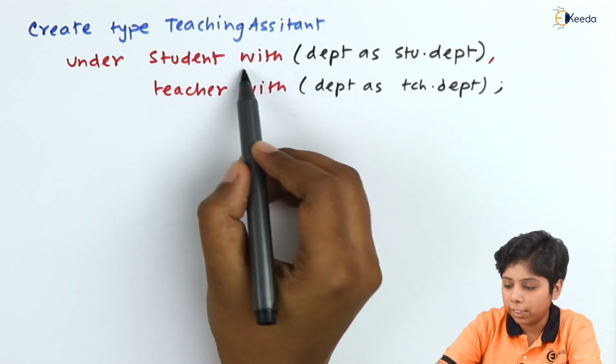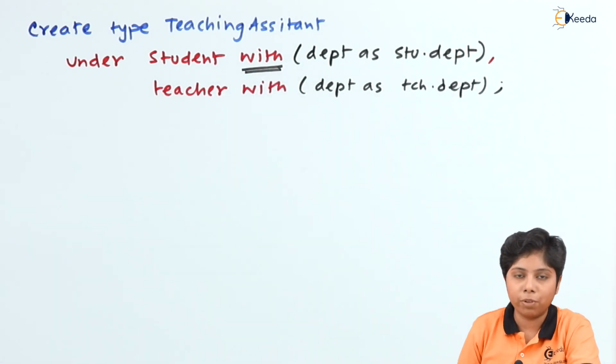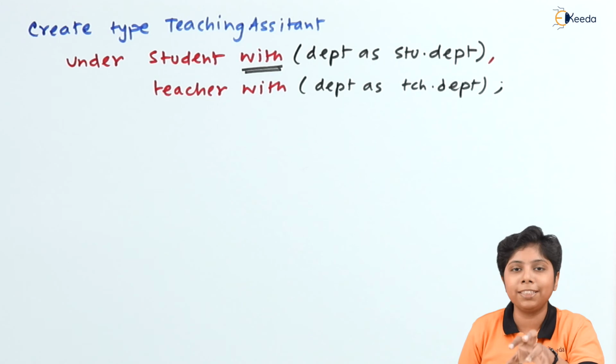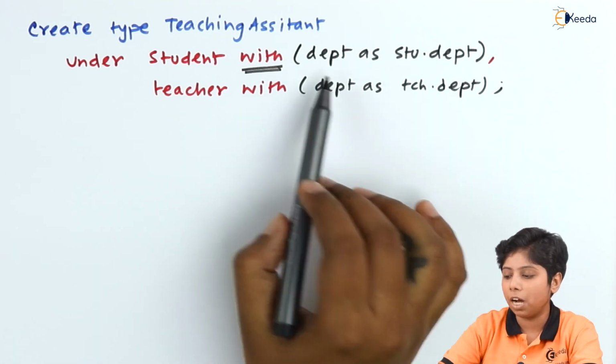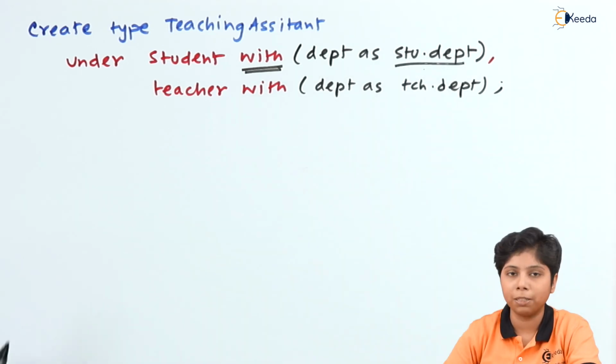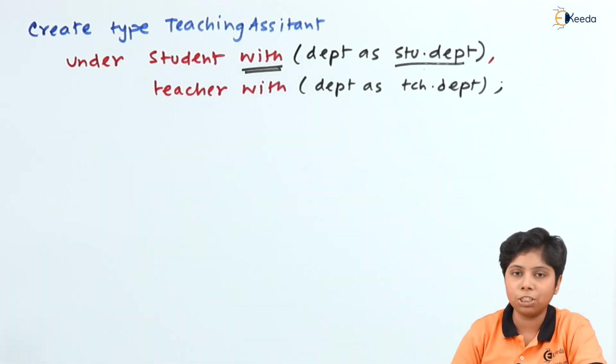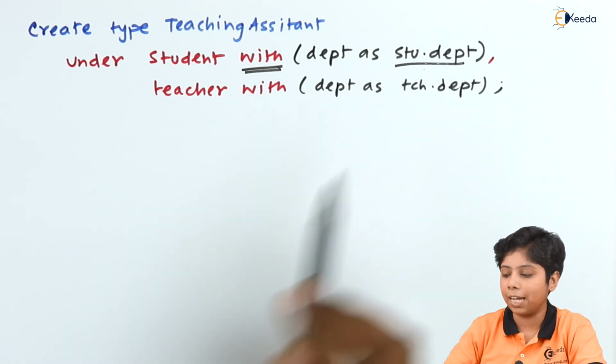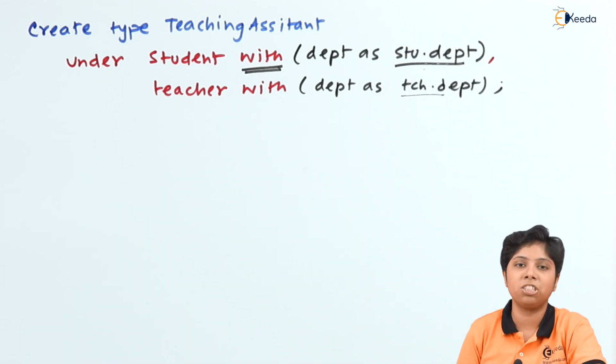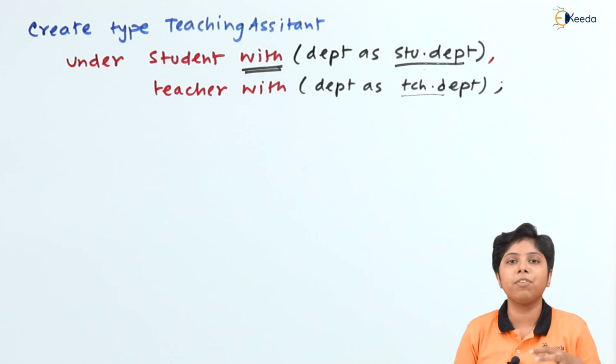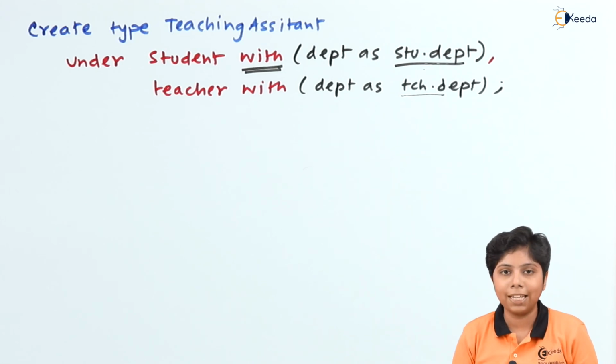When we create with clause followed by a relation name, then I am creating an inheritance with the relation name with most specific value. Most specific value means the department now will be considered as student department because it is coming from the student relation, as well as if it is coming from the teacher relation, it will be considered as the TCH department or the teacher's department. So now we are dealing with the more specific values other than just saying which department it is. It is the student department or the teacher department.